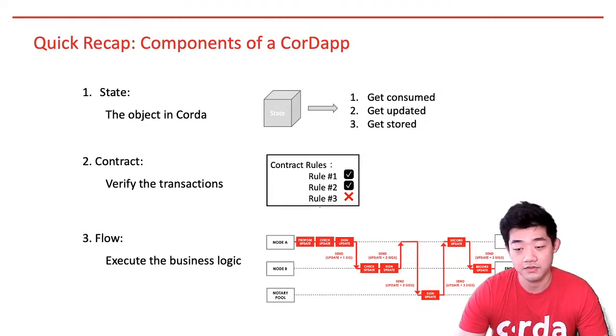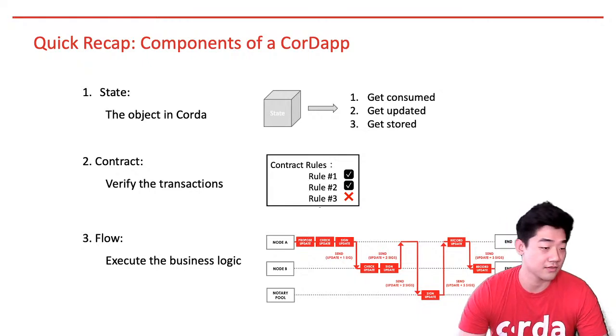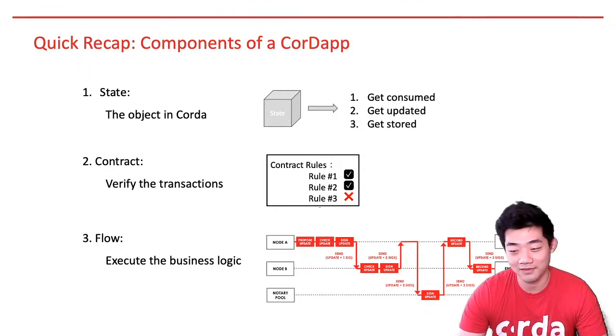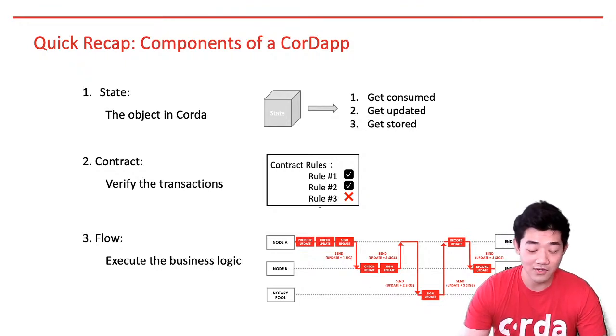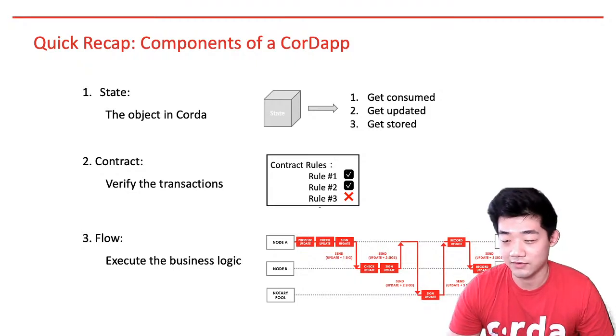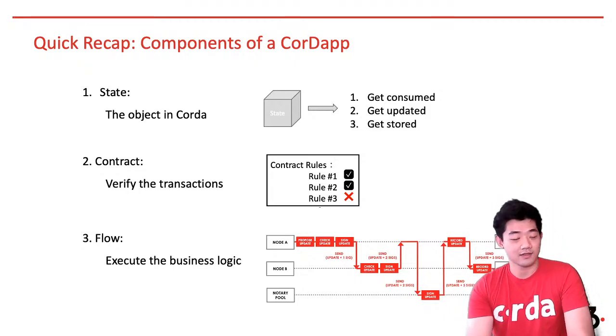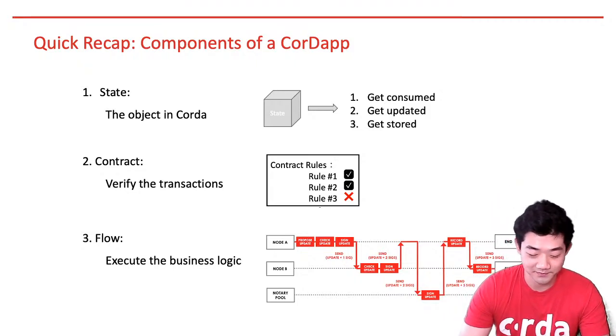Lastly, the Corda flows. The flow executes the business logic. All the calculations, verifications, signings, and data writing get executed in the flow. So that's basically a quick one-minute recap on what a CorDapp is. Let's go to the real content of today's workshop, Corda accounts.